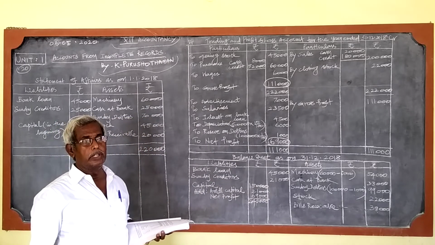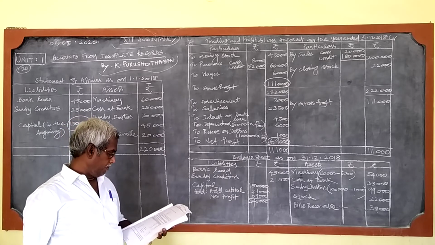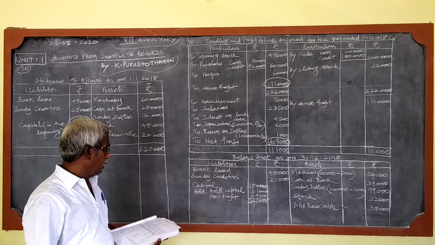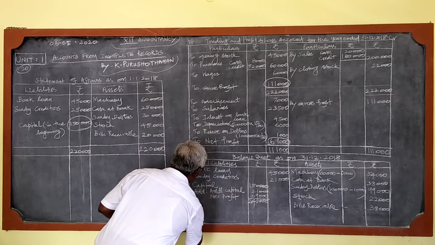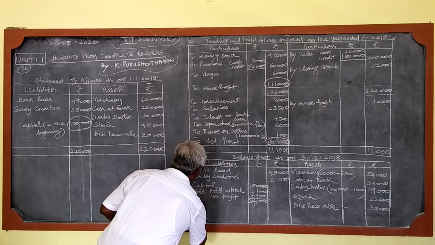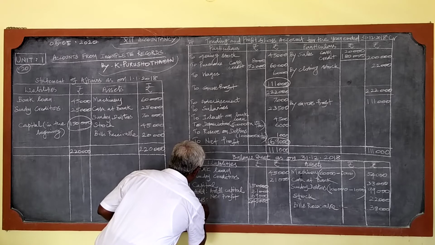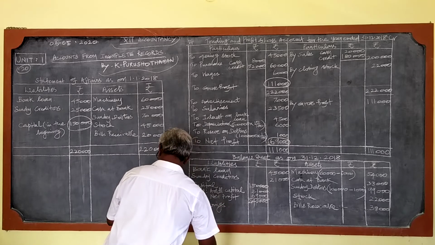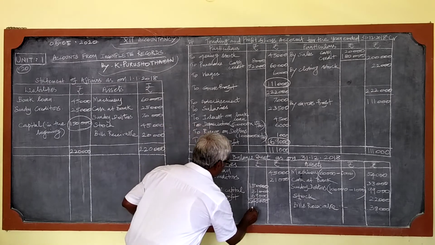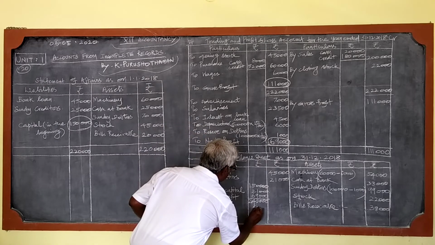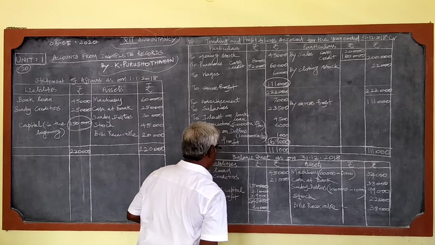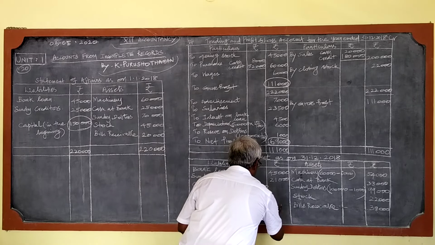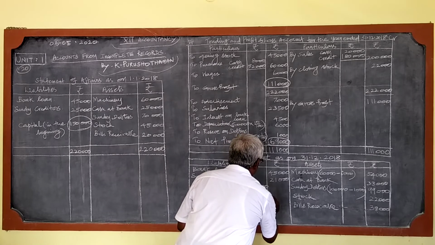Drawings, interest on drawings, income tax. But what is given in this problem? Only drawings is given, as less. Drawings. The drawings amount is 60,000. So this is 1,80,000.